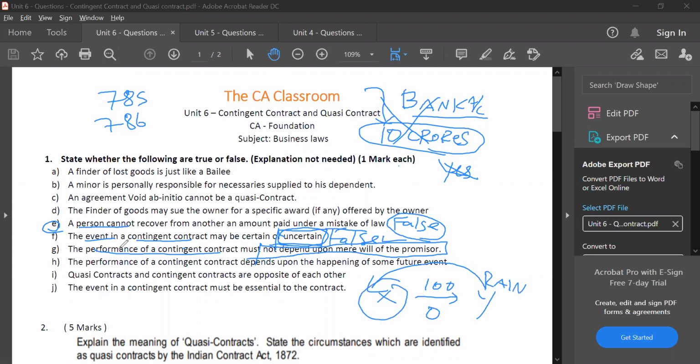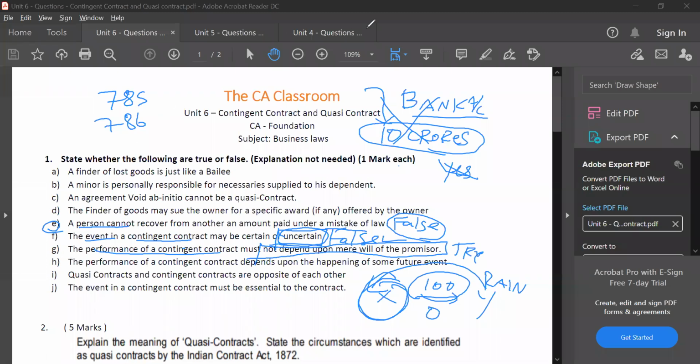No. So the performance of a contingent contract, performance here, raining, must not depend on the mere will of the promisor. So it is not in X's control. Therefore, it is true. A contingent contract's essential nature is that the performance of the contract should not depend on the parties. It should be outside, uncertain, not in their control. So the answer for G is true.